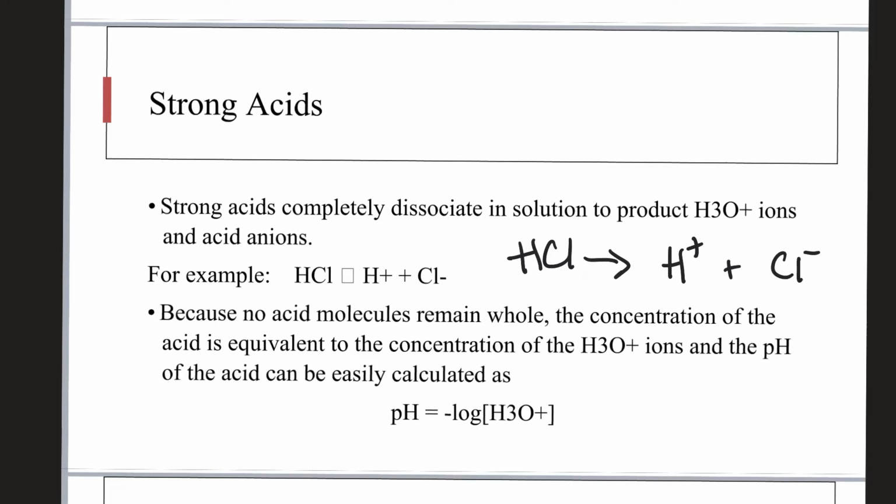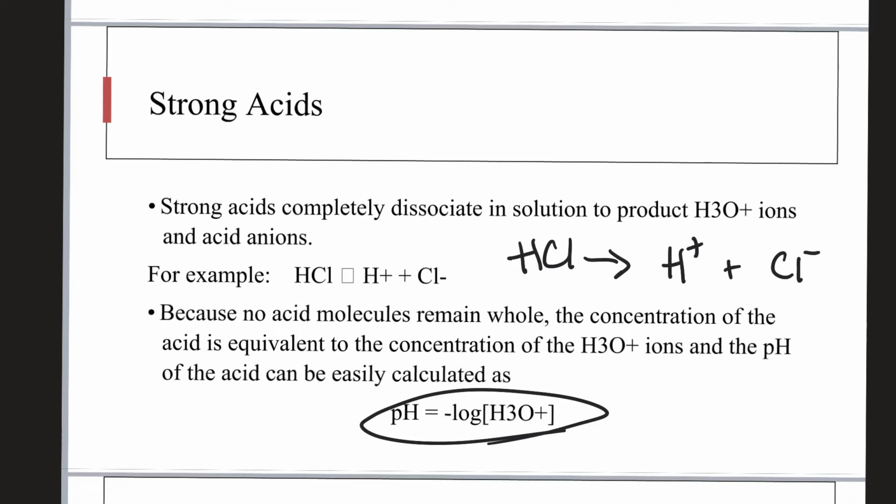Because no acid molecules remain as a whole when you dissolve into water, the concentration of the acid is always equivalent to the concentration of H3O plus ions. And so the pH of an acid can be easily calculated through this equation here. pH is equal to the negative log of the concentration of H3O plus.